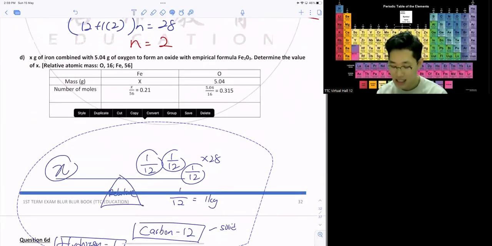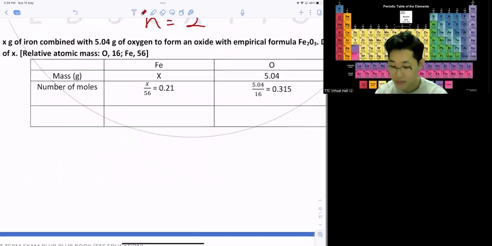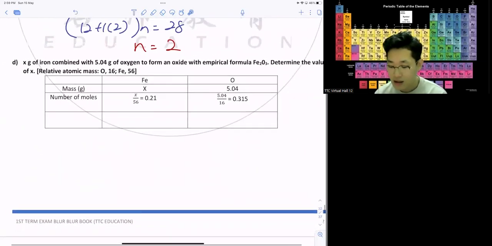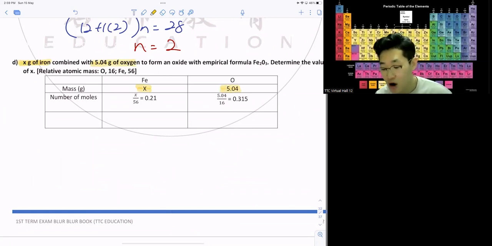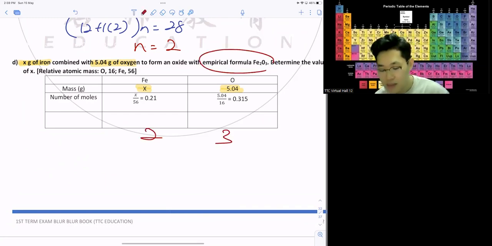Lastly, this is a question whereby they want you to find the answer from the back. We also did it in class before. X gram of iron, 5.04 gram of oxygen, to form an oxide with the empirical formula Fe2O3. So they told you that the empirical formula is Fe2O3. That means the final ratio is 2 to 3.